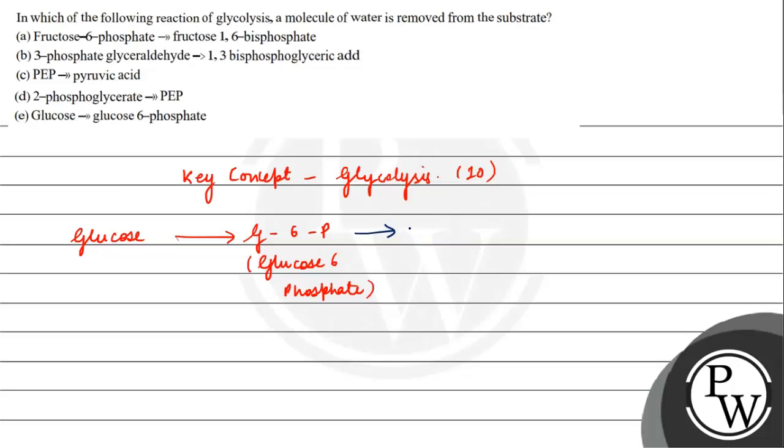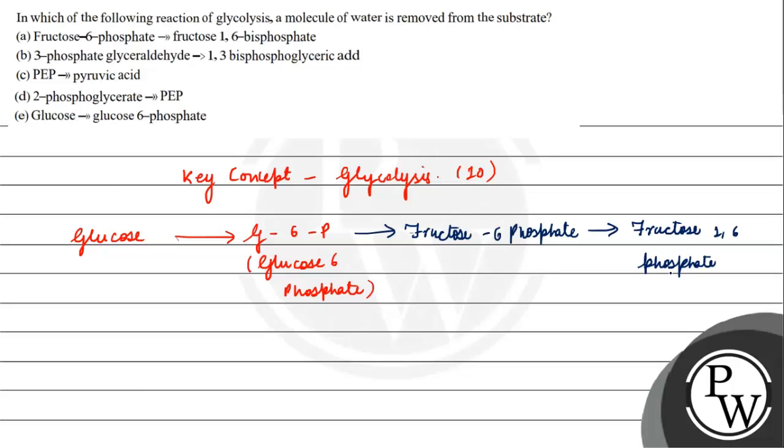Now, this glucose 6-phosphate will be forming fructose 6-phosphate, and here isomerase will be present, so isomerism will take place. After the formation of fructose 6-phosphate, one more phosphate will be added and it will form fructose 1,6-bisphosphate, because it is at the same position, it will be 1,6-phosphate.